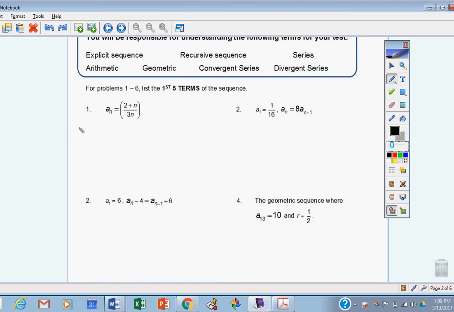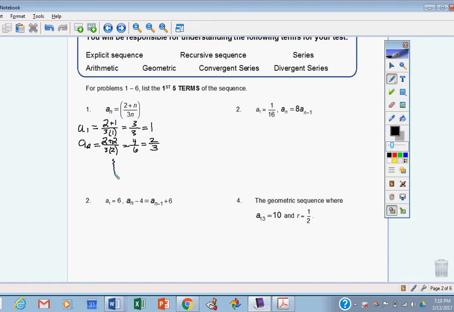So all that means is you put in a sub 1 and then you replace every n you see with a 1. So basically we have (2 plus 1) all over (3 times 1). And what you get here is 3 over 3, which is obviously 1. Then we will do this again for the second term, and we're literally just replacing those n's with 2. So 2 plus 2 all over 3 times 2, and we get 4 over 6, which reduces to 2 over 3.